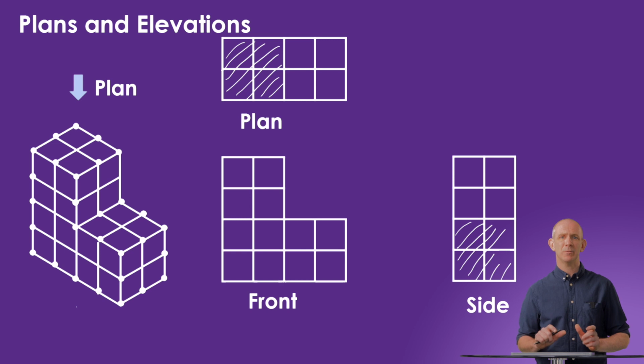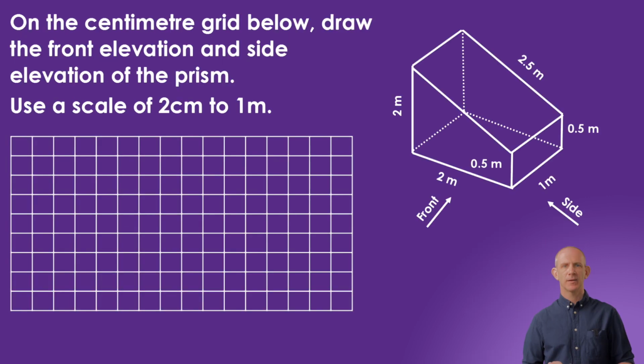Let's have a look how that can be used in an exam question. Here we have a diagram that shows a prism with a cross-section in the shape of a trapezium. All the measurements are in metres, so this would be quite a sizable object. We're asked to draw the front and the side elevation on the centimetre grid, and we're given the scale of 2 centimetres to 1 metre. The first thing I'm going to do is convert each of the measurements I think I will need to draw this accurately on the grid.